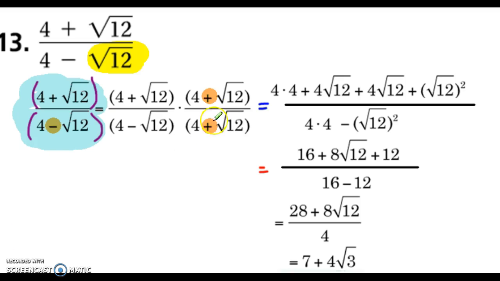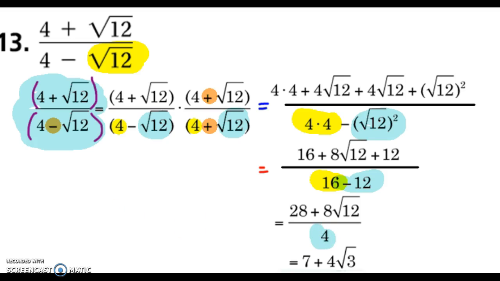So when I multiply this, I am going to go 4 times 4. That's where I got 16. And then the square root of 12 times the square root of 12, that gets rid of the radical. That's how I got 12. So in my denominator, I get 4.